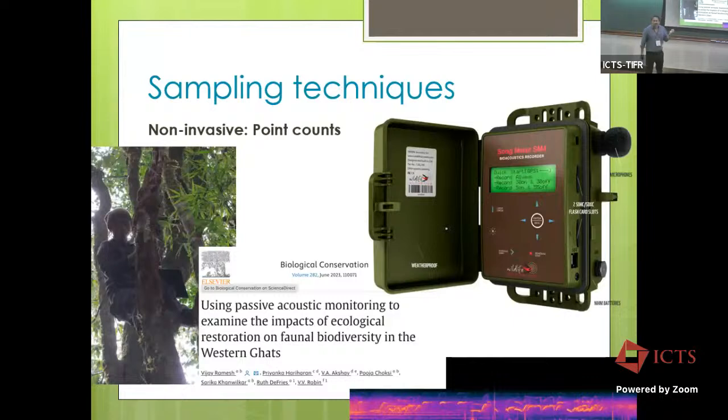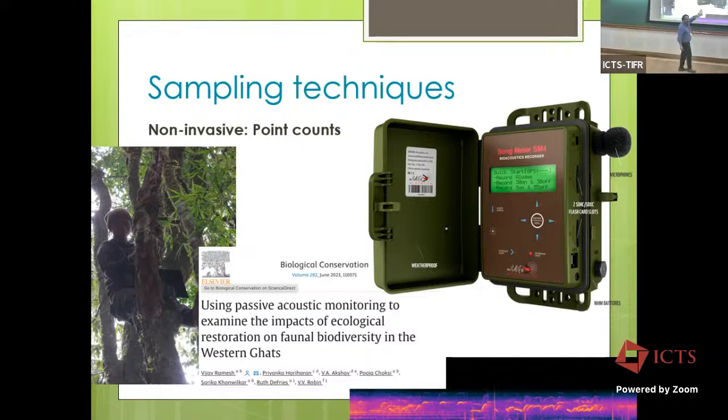You can have non-invasive ways of doing point counts as well. So you could be the observer, you can stand at a particular location and say 1, 2, 3, 4. In certain other cases, particularly for species that are vocal, that call a lot, you can hear them, so how do we use that to our advantage?